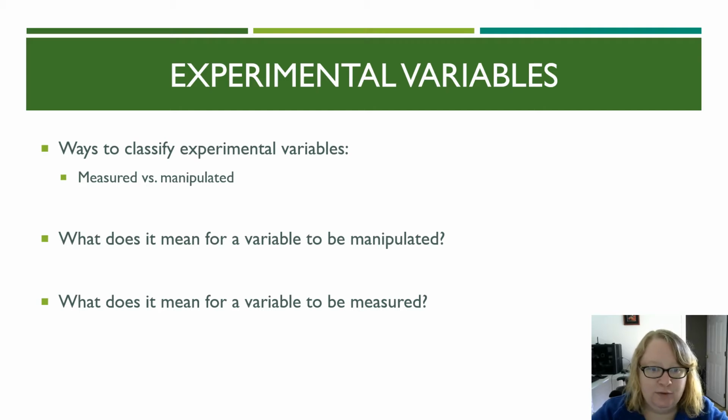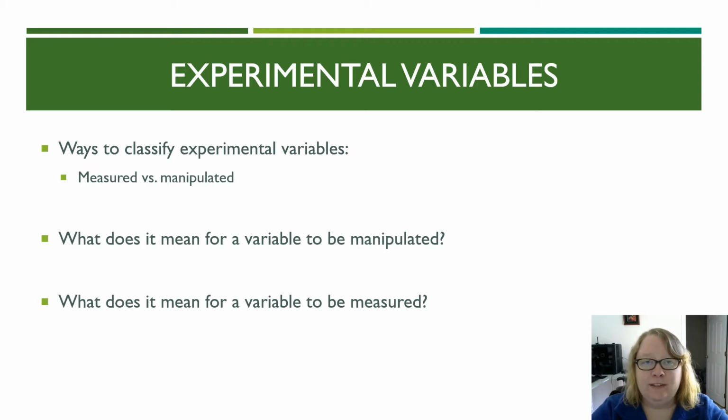All right, hopefully you have done your verbal explanation of this concept. So let's talk about what that means. For a variable to be manipulated, that means that the researcher is messing with it. So if I'm the researcher, I'm doing a study. If I'm going to manipulate a variable, I'm going to tinker with it. So I'm going to assign people to be in different conditions of my variable. That's the cause in my cause and effect. I'm going to mess with that.